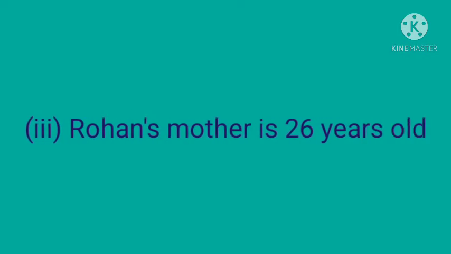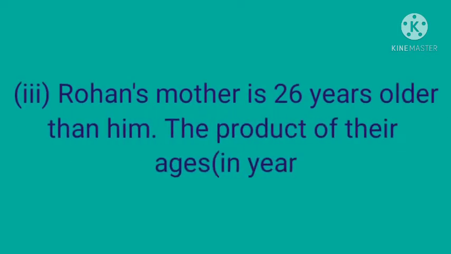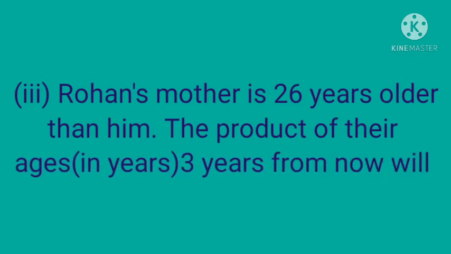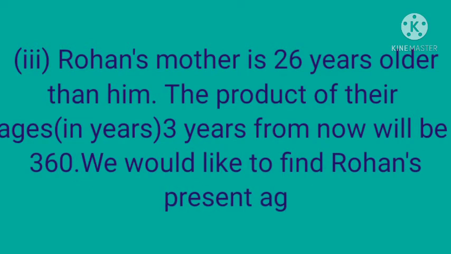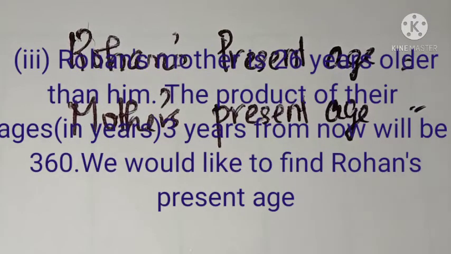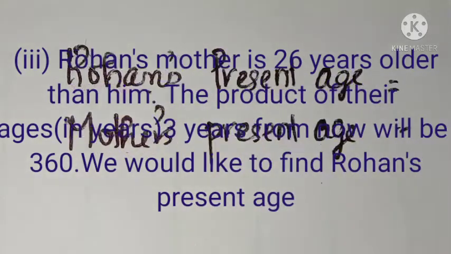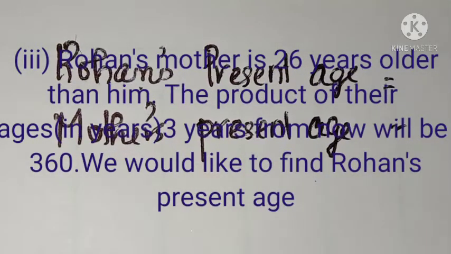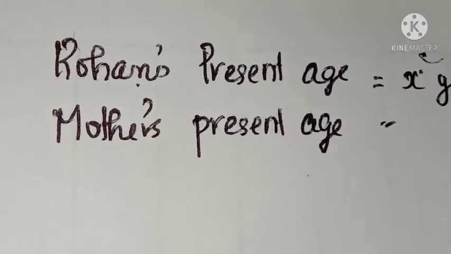Next question, third one. Rohan's mother is 26 years older than him. The product of their ages 3 years from now will be 360. We would like to find from the given situation. Let's introduce the variable: Rohan's present age as x years.